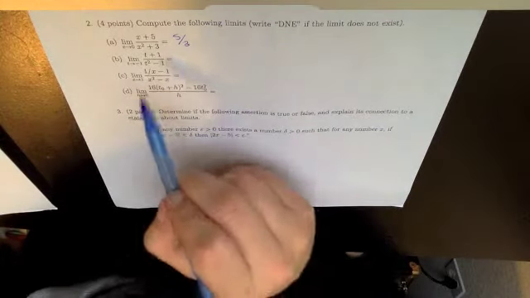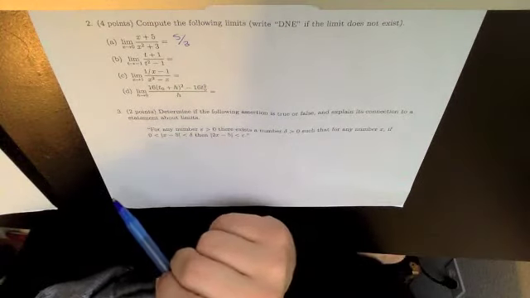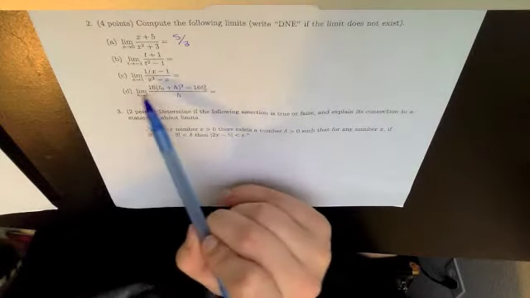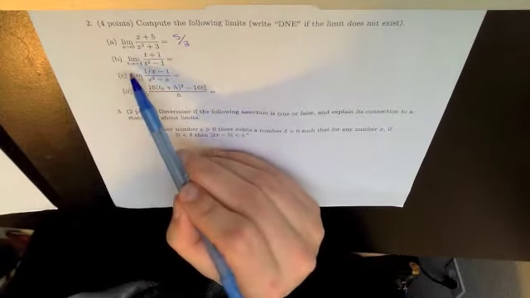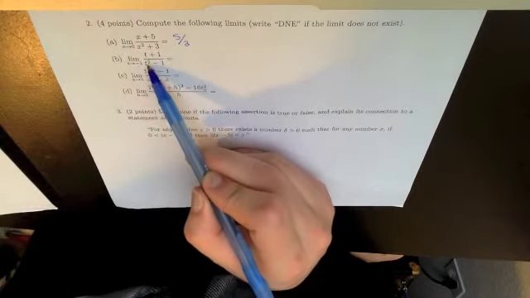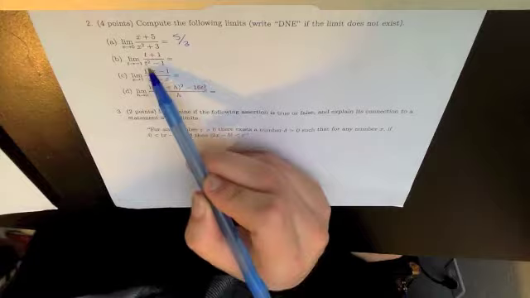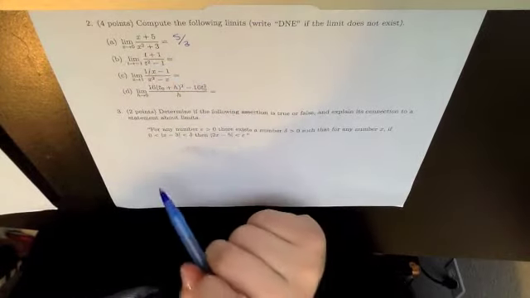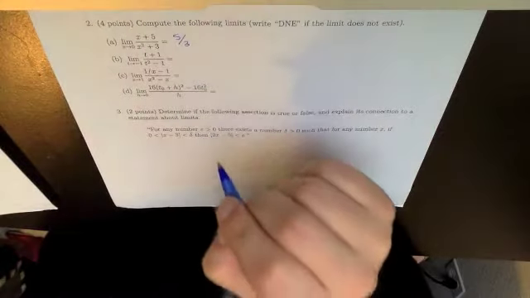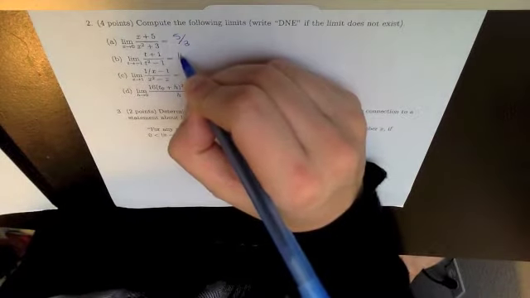Part B is the limit as t approaches -1 of (t plus 1) over (t squared minus 1). This one's a little trickier. We can't just plug it in, because if we plug in t equals -1, we get on the bottom (-1) squared, which is 1, minus 1, so on the bottom we'd get 0. We can't do that, that's undefined, so we need to do some algebraic manipulation.